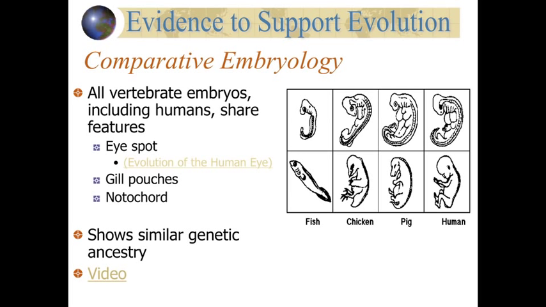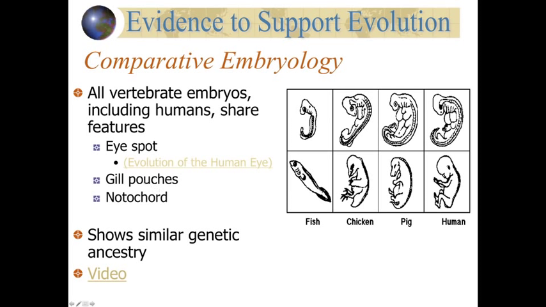We see that all these embryos share some common features, and one is an eye spot. We saw very early in the development the eye, which is just a patch or a collection of photosensitive cells, and obviously that becomes more complex as the organism develops. You can see here on these pictures of the various organisms, you can see the eye patch in each of these.